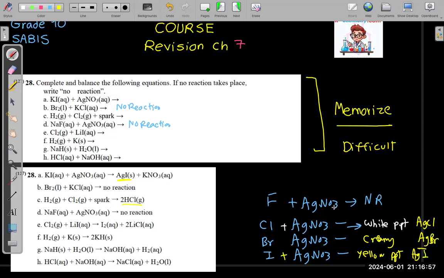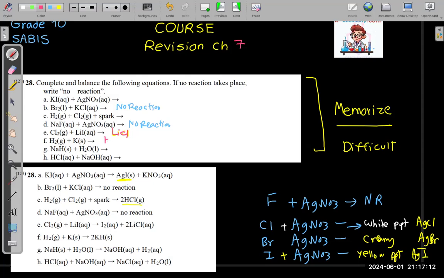What about this one? It does not react. Fluoride is the only one from group 7 that does not react, so no reaction. Li plus Cl forms LiCl, and then balance it.